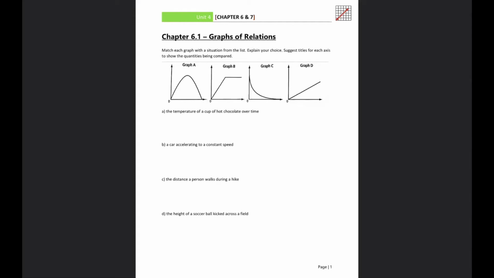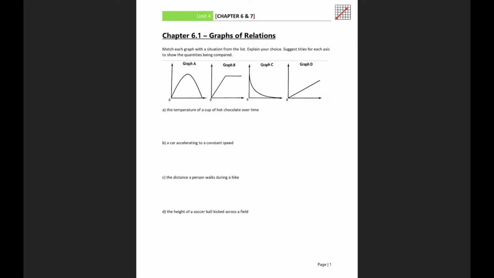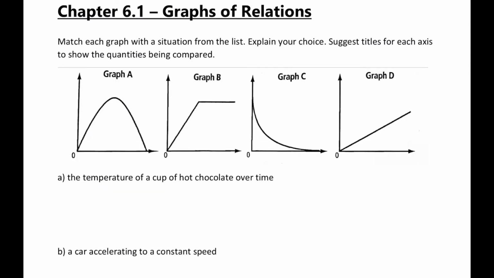Hello everyone. We are now moving on to Unit 4, Chapter 6.1, Graphs of Relations. Match each graph with a situation from the list. Explain your choice. Suggest titles for each axis to show the quantities being compared.